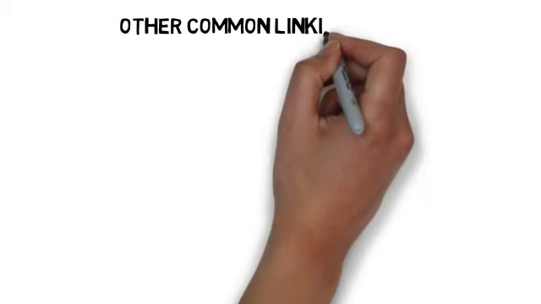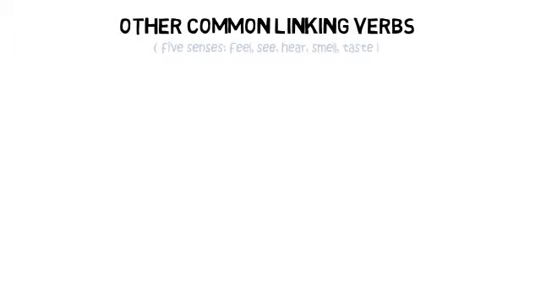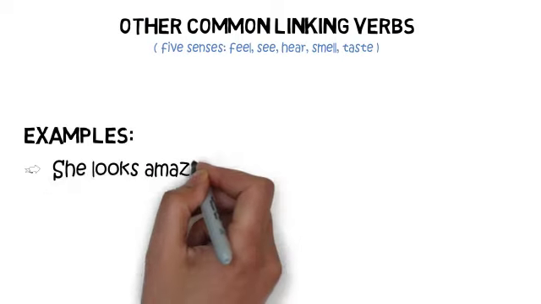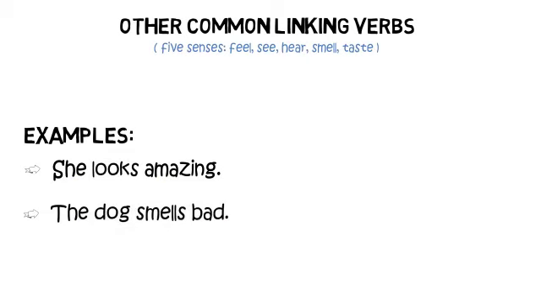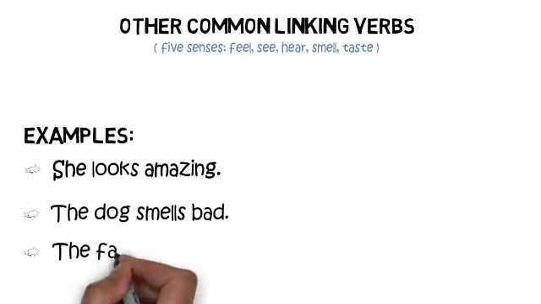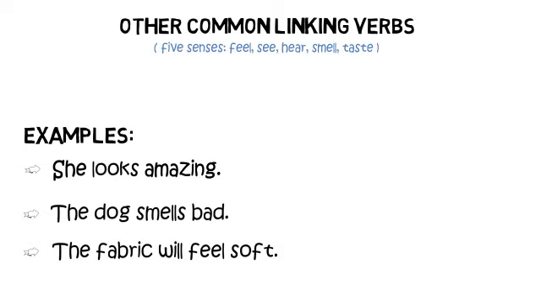Other common linking verbs relate to the five senses, like to feel, to see, to hear, to smell, and to taste. Let's look at some examples. She looks amazing. Or she is amazing. Very similar. The dog smells bad. The fabric will feel soft.